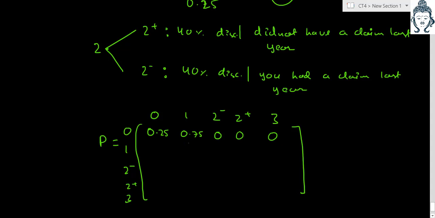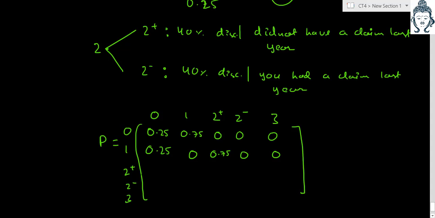Now if I'm at level 1, the probability of moving down to 0 is 0.25, and moving up would be 2 plus. Let's try 2 plus first and then 2 minus. Moving up to 2 plus would be 0.75 if I do not make a claim, and this implies that I am at the 40% level of discount given that I did not have a claim last year. So I will move to 2 plus and not 2 minus. The rest are 0. Let's change this also, let's write 2 plus first and then 2 minus.